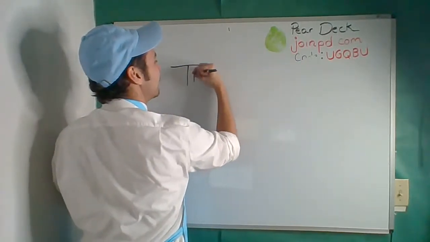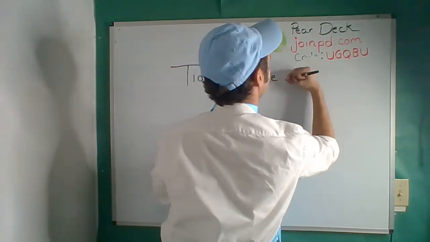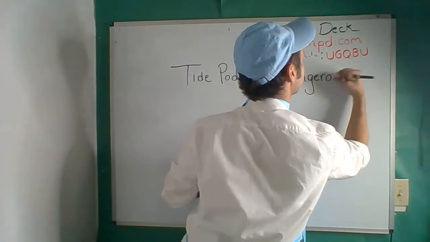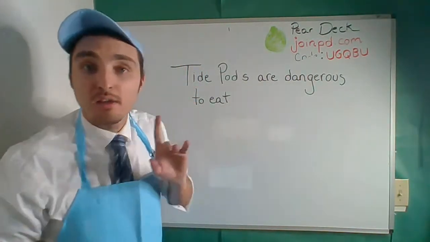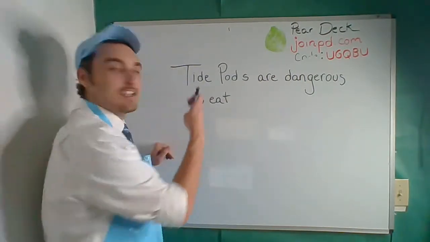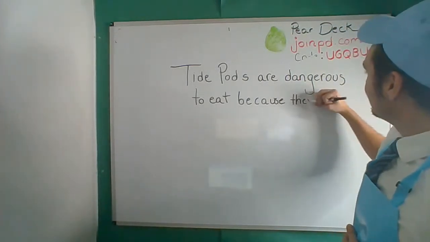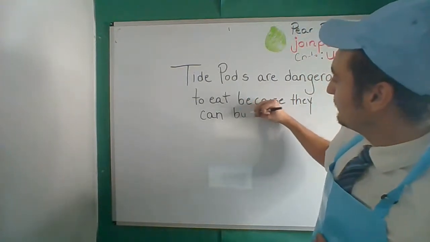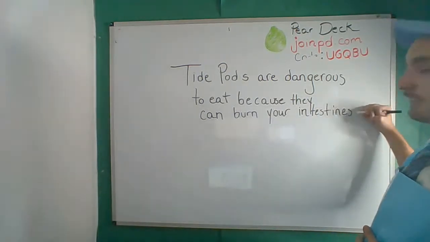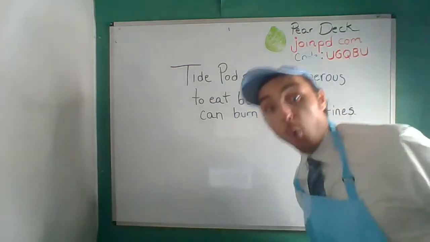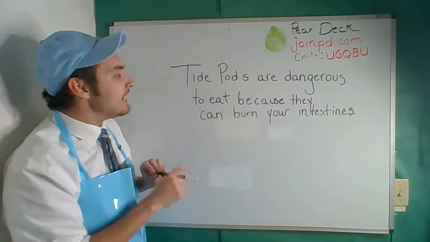So we have our first example here. Tide Pods are dangerous. First part, Tide Pods are dangerous to eat. Tweens, please listen to that. Because they can burn your intestines. So we have Tide Pods are dangerous to eat because they can burn your intestines.